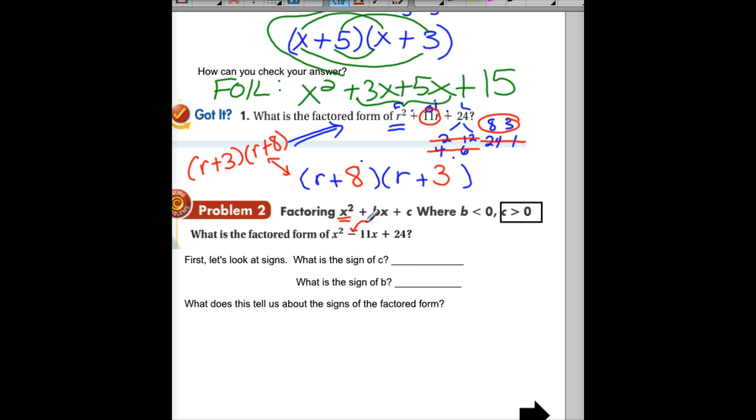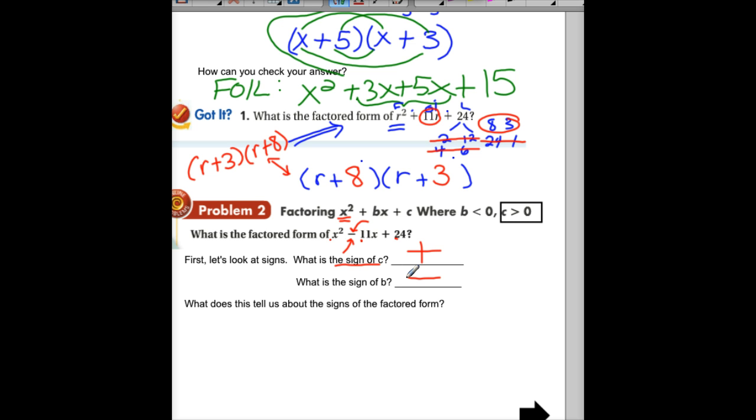So what does that mean? Well, let's look. What's the sign of C? And again, by C, I mean this last one. This is A, which is 1. B is negative 11. C is 24. Its sign is positive. What is the sign of B? Negative. So kind of notice what that means.